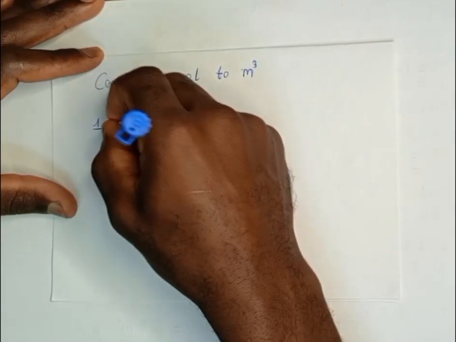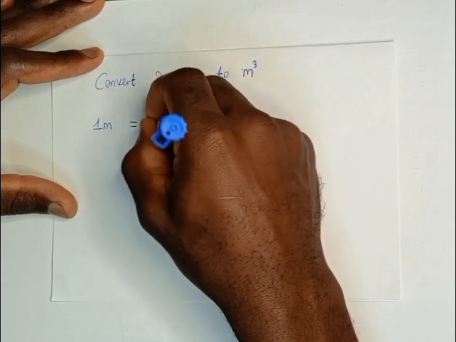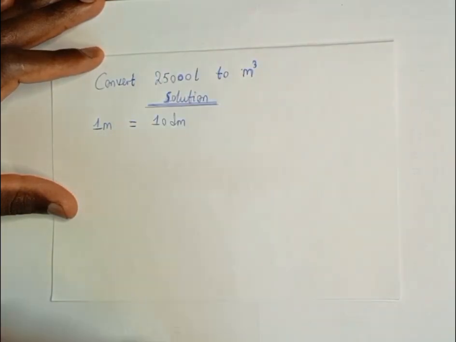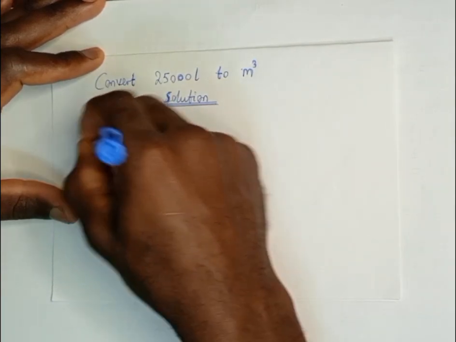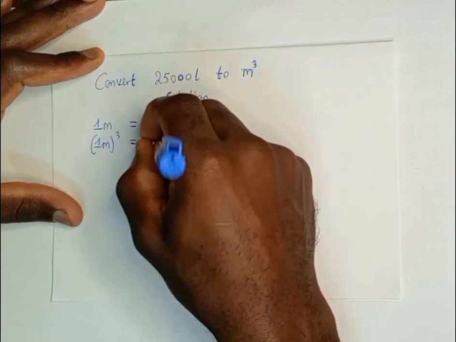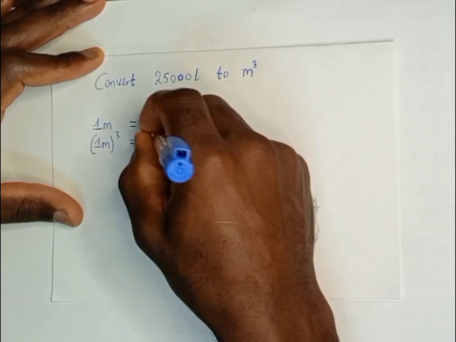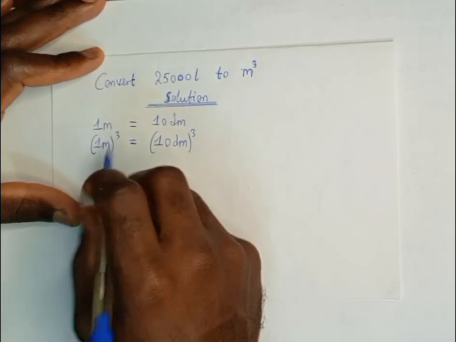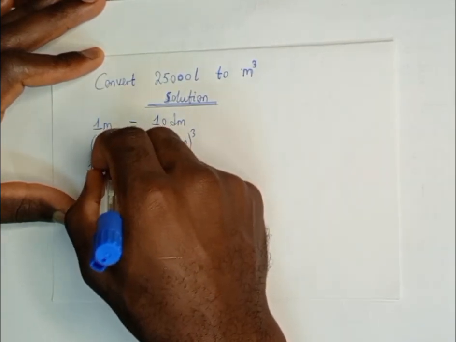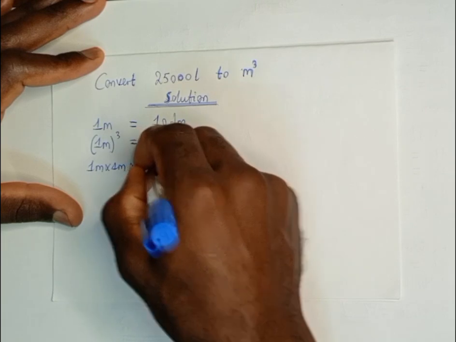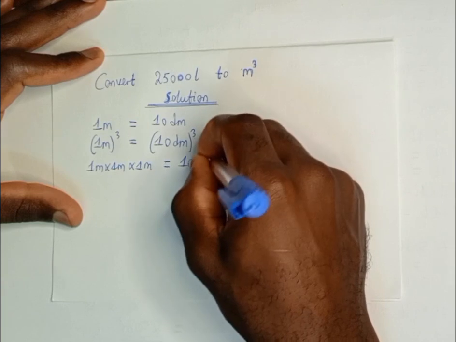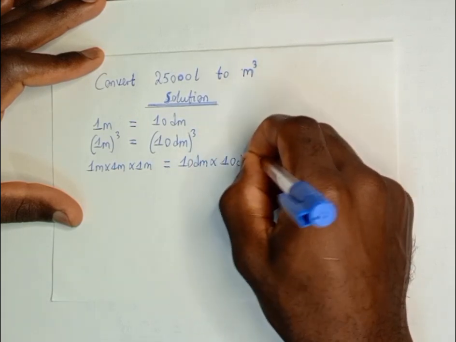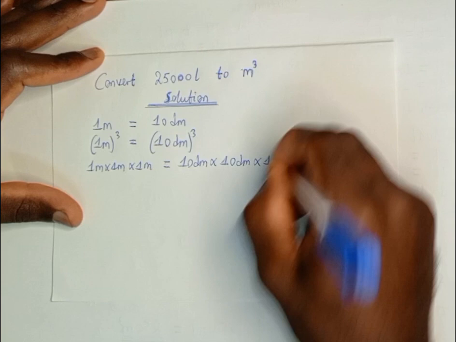For us to easily answer this question, we know that 1 meter is equal to 10 decimeters. Cubing both sides, this will give us 1 meter all cubed to be equal to 10 decimeters all cubed. 1 meter cube simply means we take 1 meter times 1 meter times 1 meter, and this will be equal to 10 decimeters cubed, which is 10 decimeter times 10 decimeter times 10 decimeter.